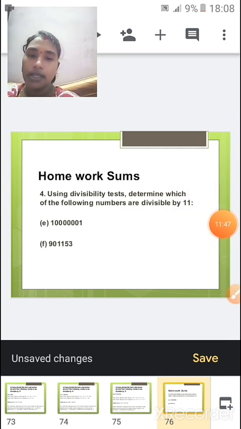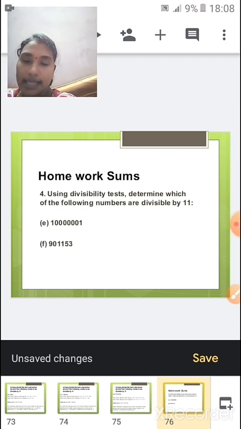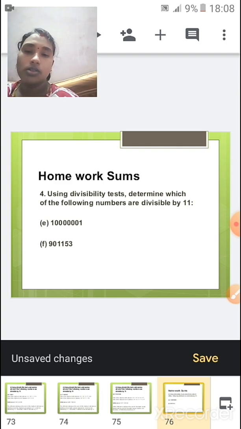So the first sum is 1 crore and 1. And the next sum we have 9 lakh 1,153. So do all your homework sums.